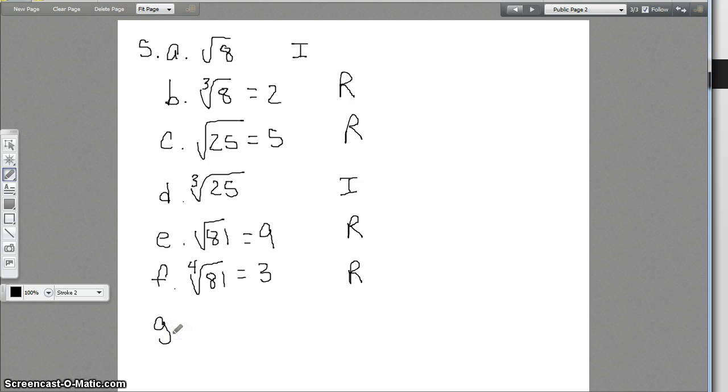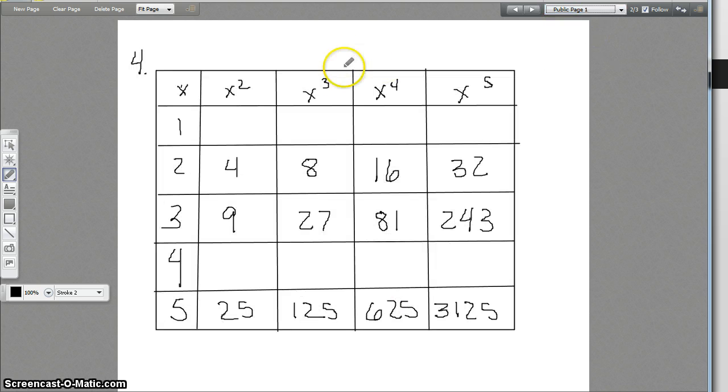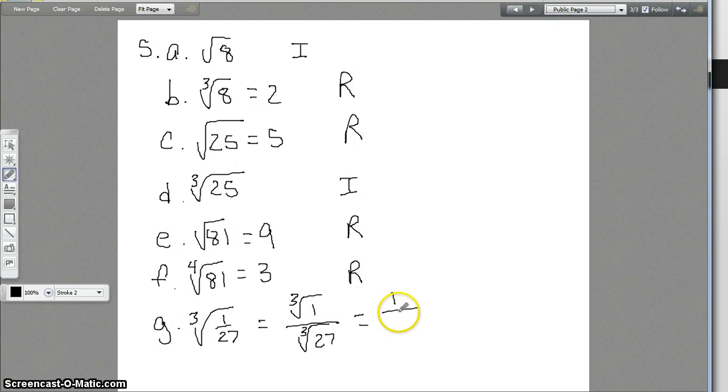Okay, part G is the cube root of 1/27. Now that is the same as the cube root of 1 divided by the cube root of 27. Now you know the cube root of 1 is going to be 1. Let's see if there's a cube root of 27. So we go to our cube column. 27 is the cube of 3. So we can say that this is 1/3, and that is rational.